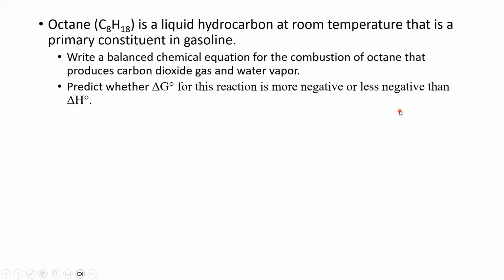All right, and then with the next one, octane is a liquid hydrocarbon at room temperature that is the primary constituent in gasoline. And we want to first write a balanced chemical equation for the combustion of octane that produces carbon dioxide gas and then water vapor. And then we want to predict whether the delta G of this reaction is going to be more negative or less negative than delta H.